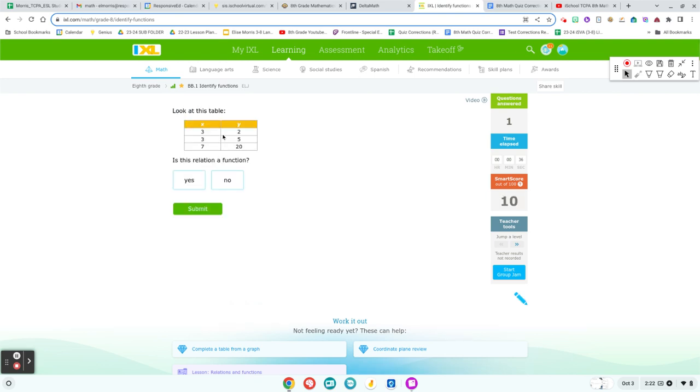All right, here, 3, 2, and 3, 5. Do you see the repeating x values? It'd be okay if it said 3, 2, and 3, 2. That's the exact same thing, but we're not allowed to have threes that repeat with different y values. So really quick check is just to scan right here. If you see anything that repeats, then it's not a function.